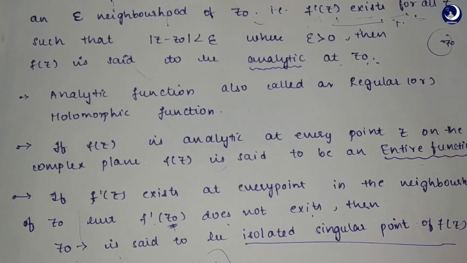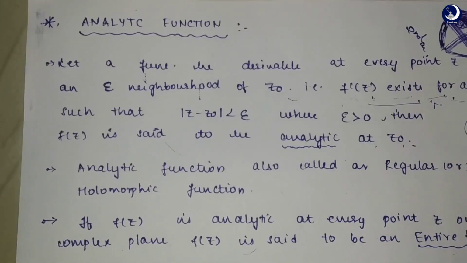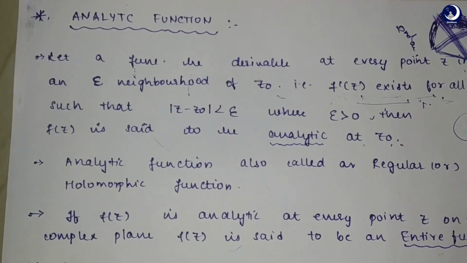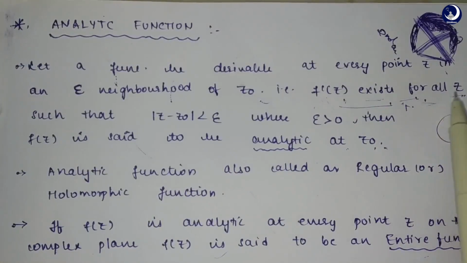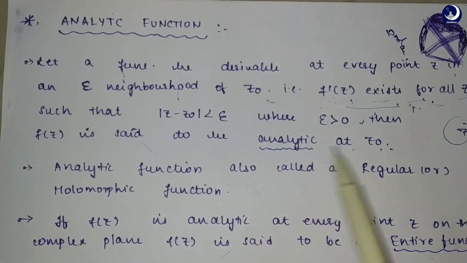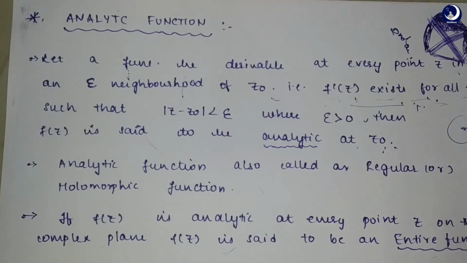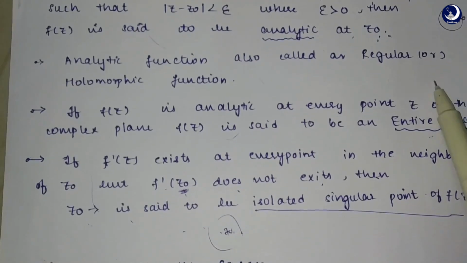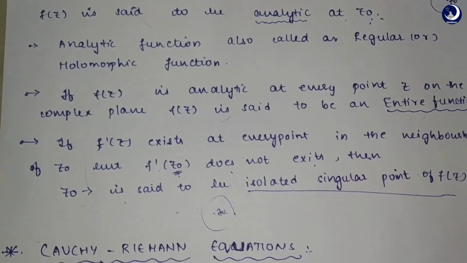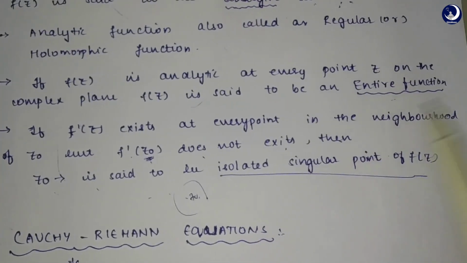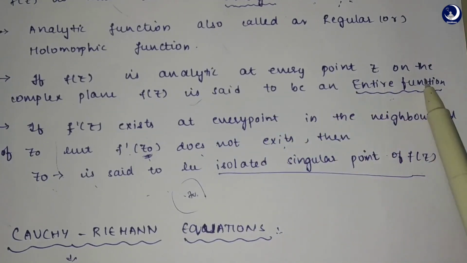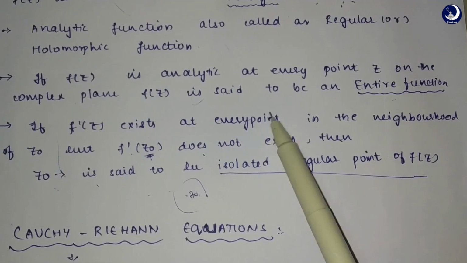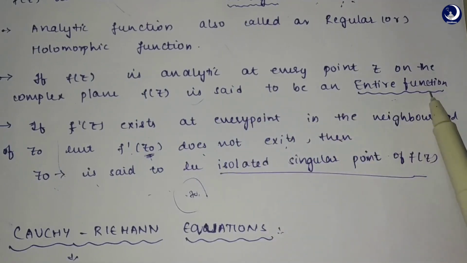These are the other names for our analytic function. First of all, what is an analytic function? If a function f of z is derivable at a point z naught, that is, f dash of z exists for all z, then the function is said to be analytic at z naught. The other names are regular function and holomorphic function. Next, if f of z is analytic at every point of z on the complex plane, then f of z is said to be an entire function.